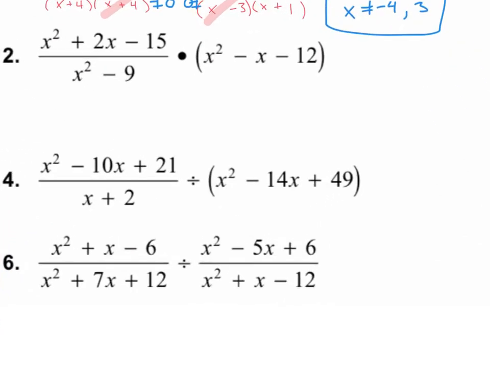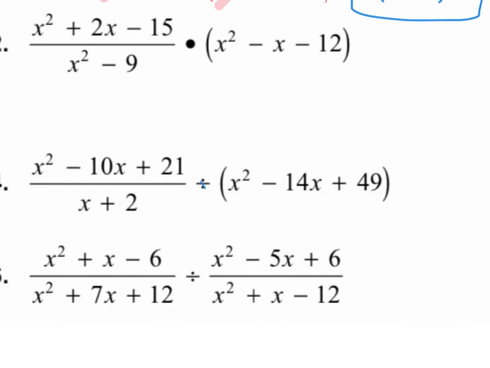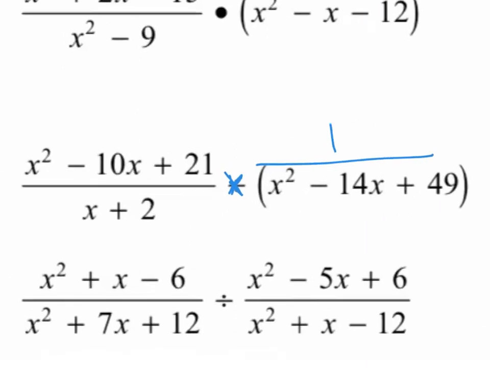Alright, so again we're dividing. So we keep the first fraction, change to multiplication, and then we flip the second fraction. Usually, since this is a whole number, it would be over 1, but we're flipping it, so now the 1 goes on top. And we do the same thing as before.